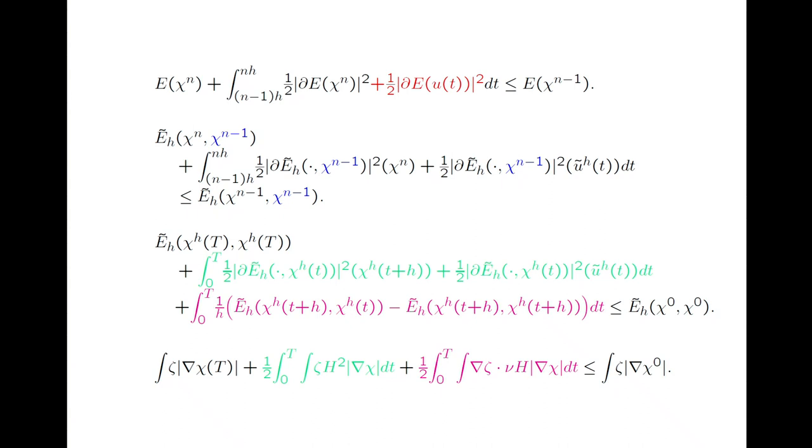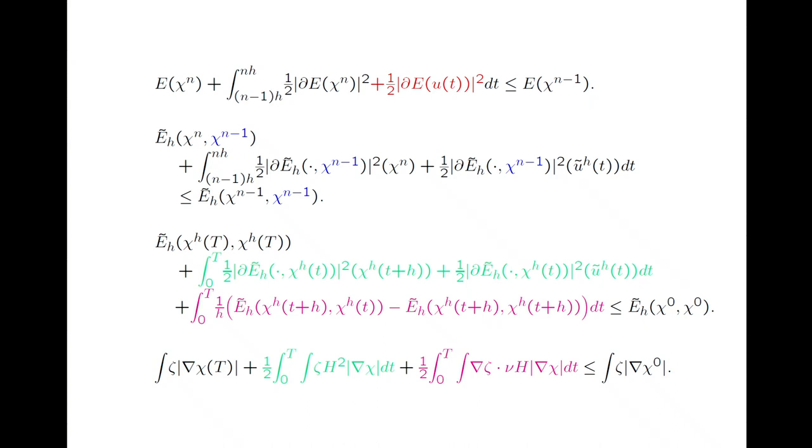So we can just copy this line and give the symbols their more specific meaning. So we now use this localized energy functional with fixed second argument. We get the metric slope of that functional in the first argument at place chi n. The metric slope of this functional, again with fixed second argument, in the variational interpolation. And let me remind you the definition of the variational interpolation.